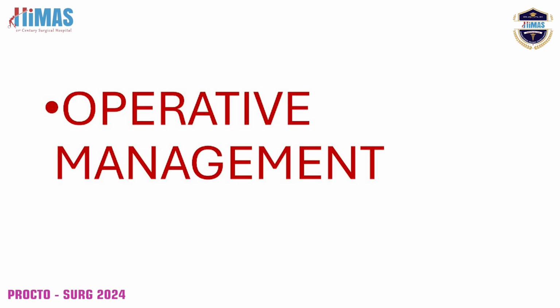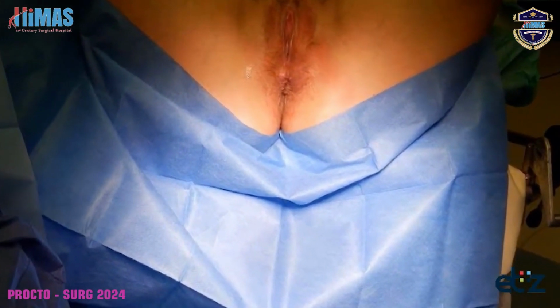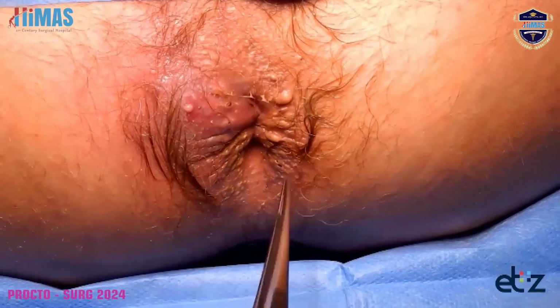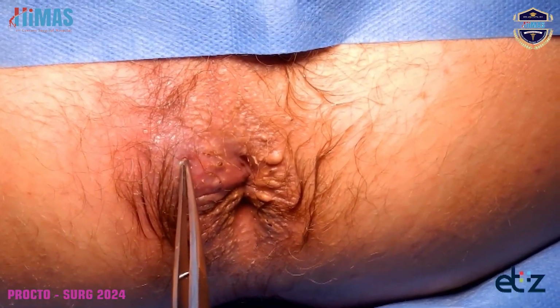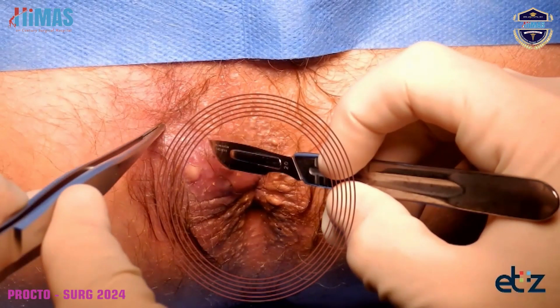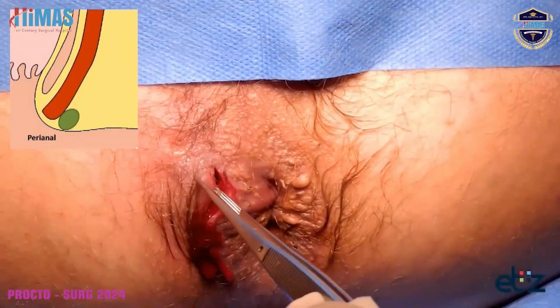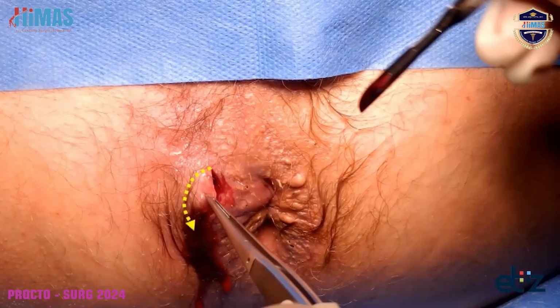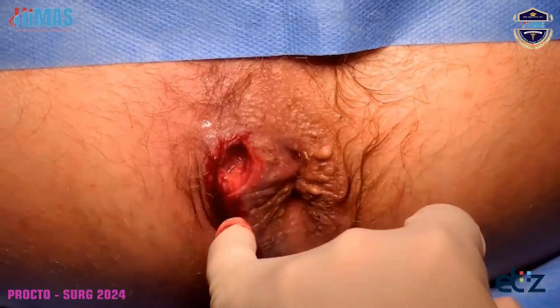So what are the different operative techniques? This is the incision and drainage. Under examination and under anesthesia, you palpate it. You can see the boggy feeling in one area, and you have to give the incision nearer to the anal area, not far away, because your incision may become the future fistula external opening. You have to give the incision like this and drain the pus.